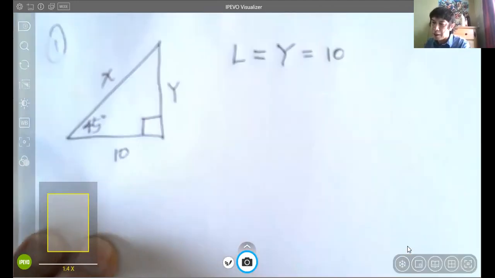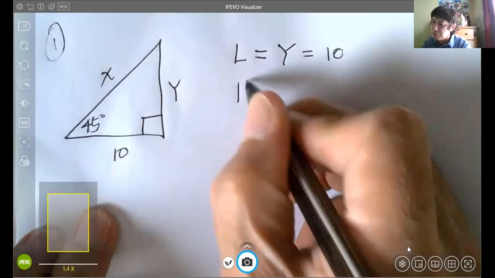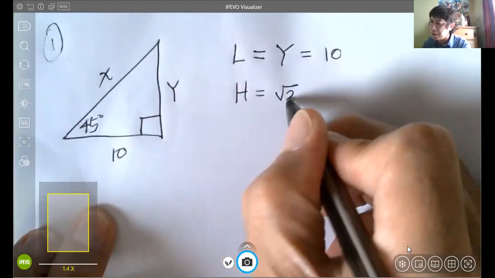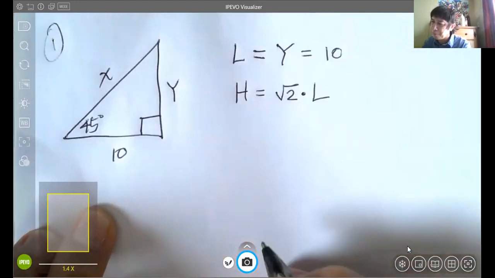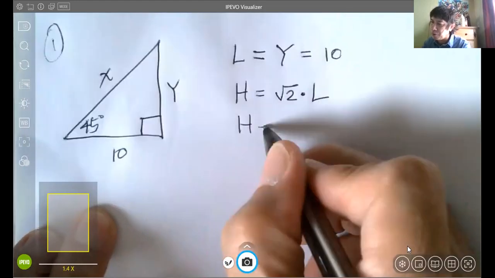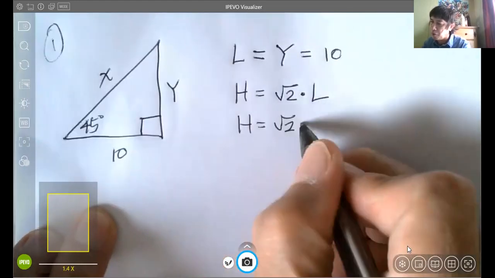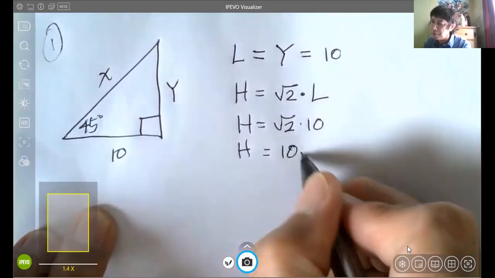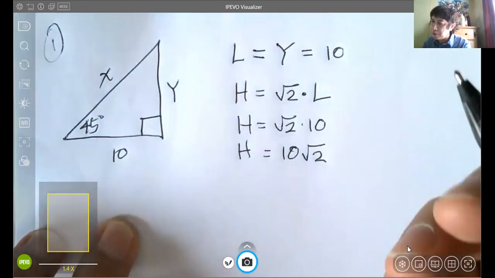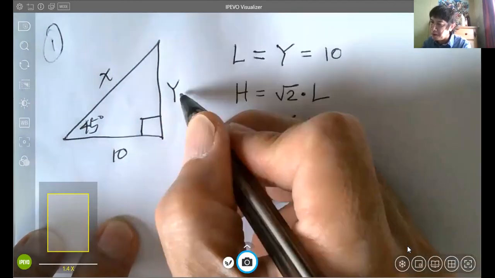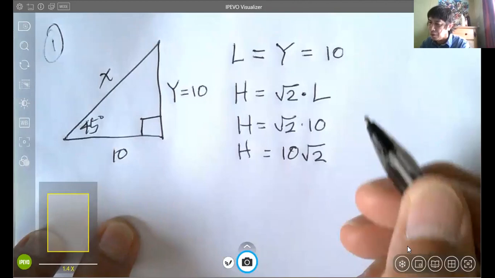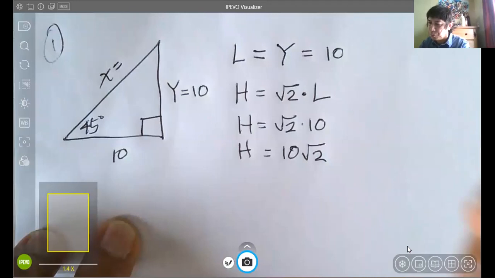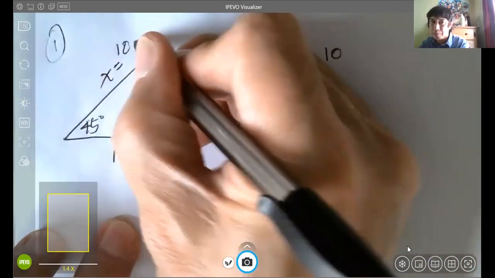So the formula actually here is hypotenuse is equal to square root of 2 times the leg. Our leg is 10. So we have square root of 2 times 10, or we usually write this 10 square root of 2. And we have the answers. For this particular triangle, this must be equal to 10, and this must be equal to 10 square root of 2. There.